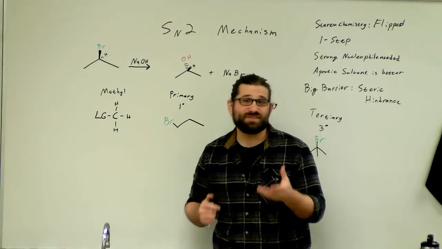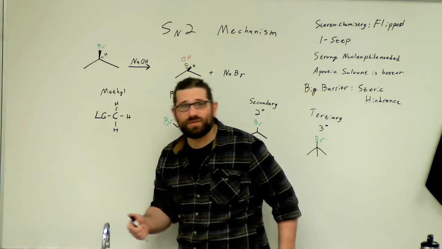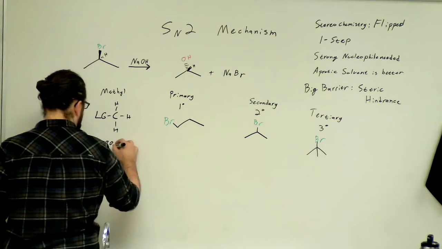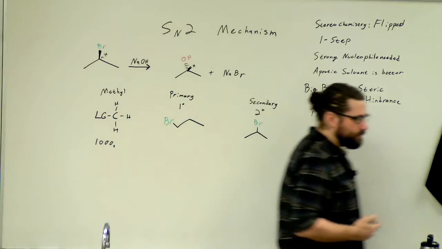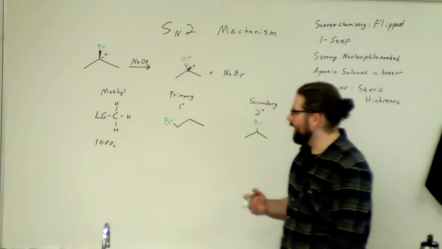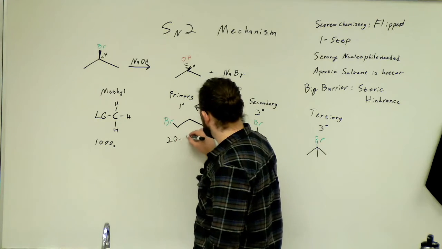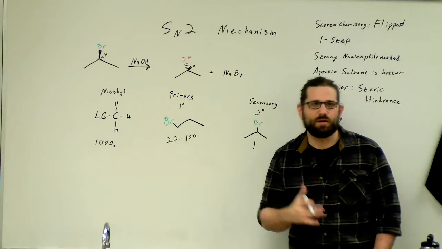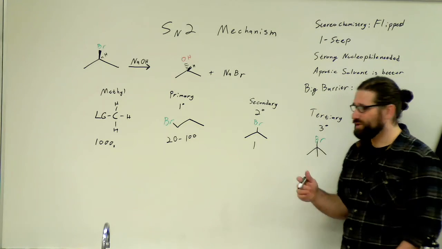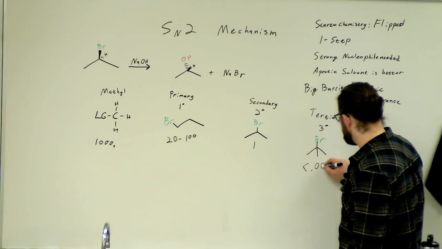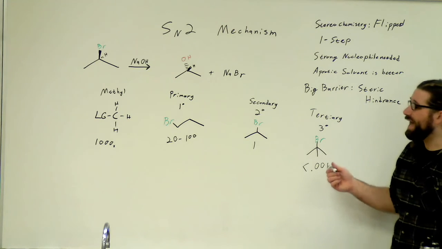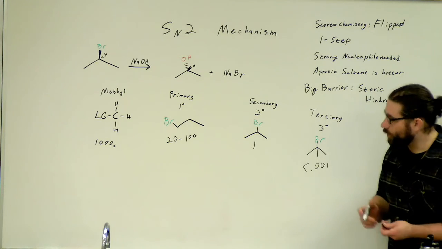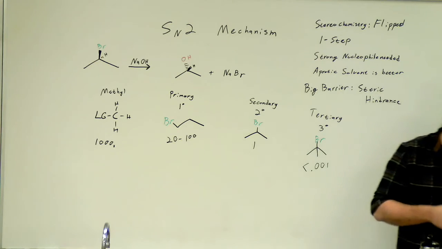So for comparative sake, the rate of a reaction with a methyl substrate is going to be in the thousands. With the primary substrate, we're going to be looking at 20 to 100. With a secondary, we're going to be looking at about 1, which isn't terrible. But a tertiary, well, we're going to be looking at less than 0.001. So this will occur at 1,000th the rate of a secondary substituted carbon. So this steric hindrance is a huge deal.